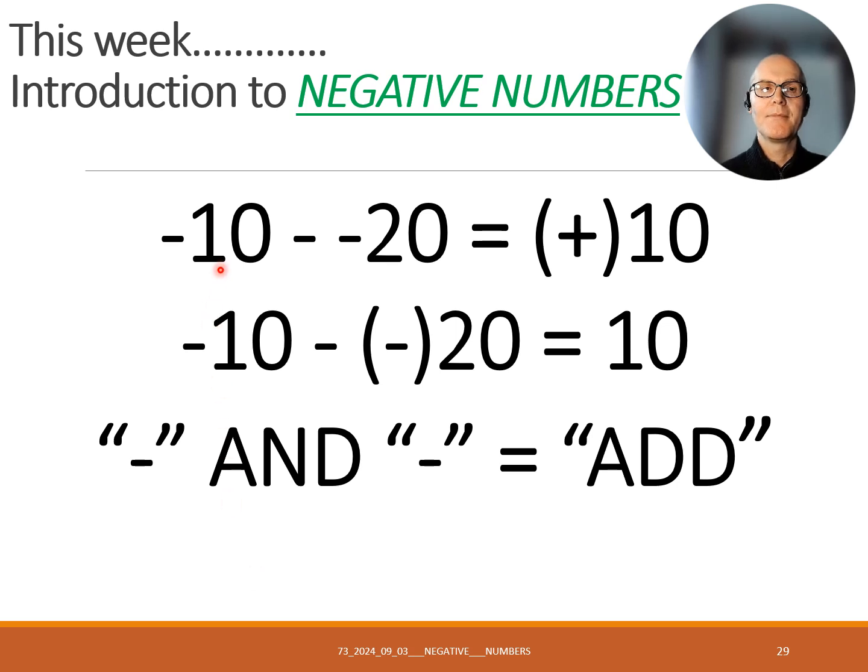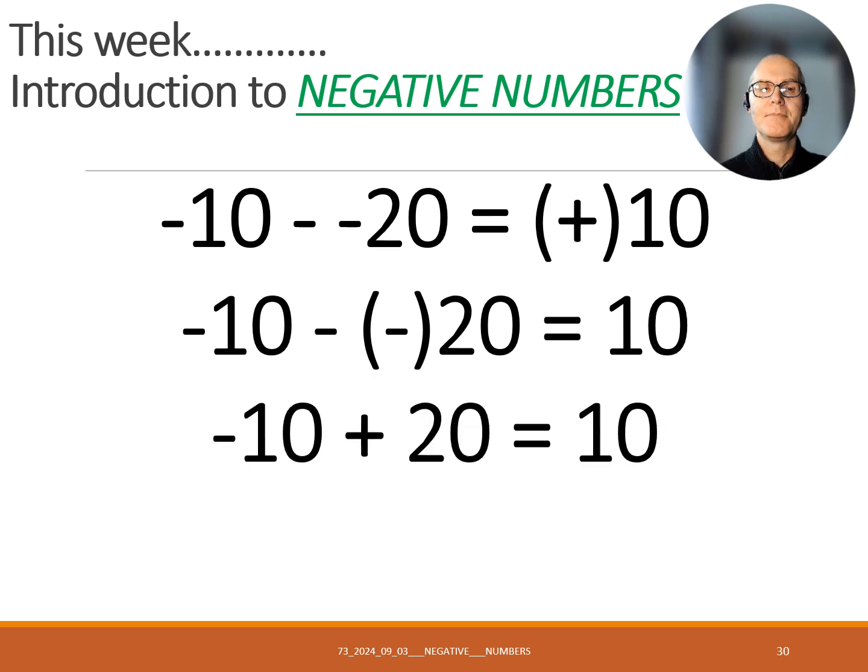Let's consider this one. Negative 10 minus negative 20 is equal to positive 10, or just 10. That's because you're subtracting a negative. Subtracting a negative changes to an addition. So now we are going 20 places to the right on a number line from negative 10, which will equal positive 10 or just 10.